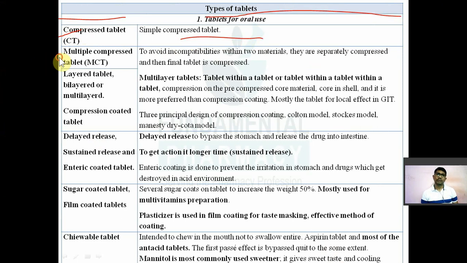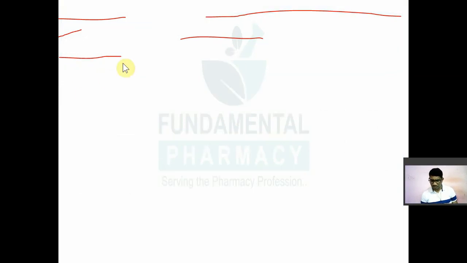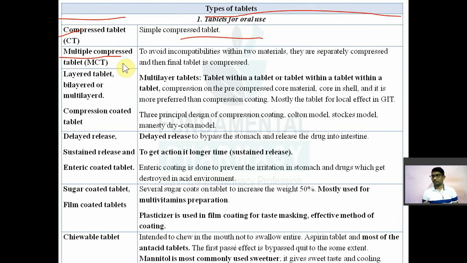Okay. Now multiple compressed tablet. If you are having simple compression, then why do you have to go for multiple compression? Multiple compressed tablet means what? Initially, with a limited amount of granules, you perform a compression, and after that you again fill the die, and again you compress the tablet. That is known as multiple compression. So in that you have double or triple compressed tablet. They are known as a bilayer tablet or multi-layer tablet.